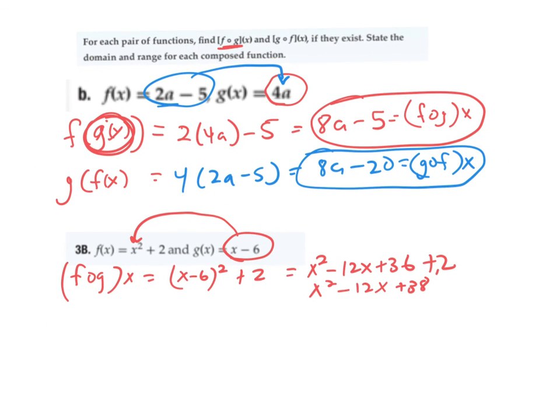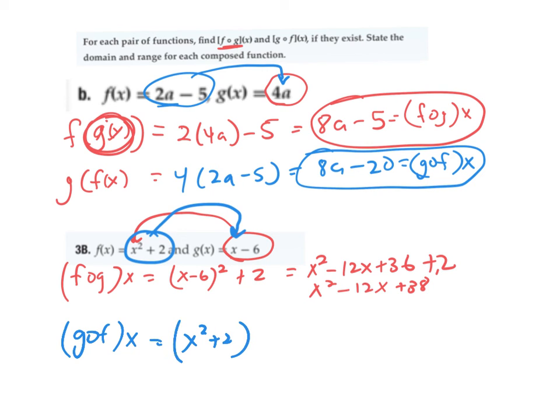Now if we do the G∘F, I'm going to take this F function and substitute it where the X is. So X squared plus 2 goes where the X is, minus 6. If we simplify that, that's just going to be X squared minus 4. And so there is my answer for the composition of F into G, and here's my composition of G into F.